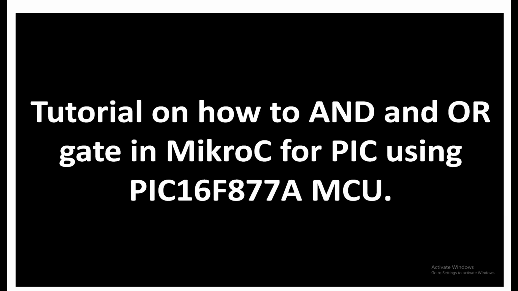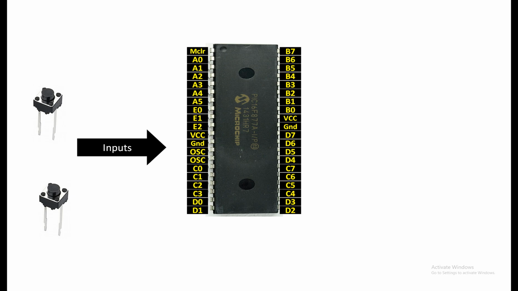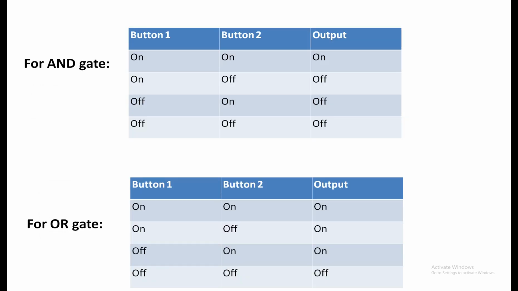In this video, I'm gonna give you a lecture on how you can use AND and OR gate in MikroC for PIC. For the demonstration purpose, I'm gonna use the PIC16F877A microcontroller. So let's get started. So guys, this is our PIC16F877A microcontroller having 40 pins. It's a DIP version. And these on the left are the two push buttons I'm going to use for demonstration purpose. They will provide the input and then we will have an LED as an output. So using this setup, we will verify these truth tables.